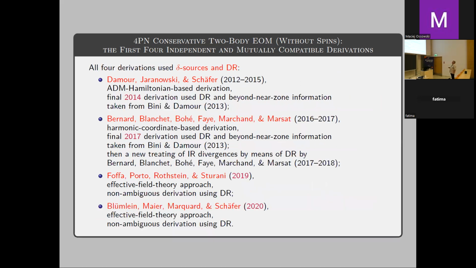Then we have 4PN stuff. I am trying to convince you that I am competent in what I am saying. So again, the first complete derivation was in 2014. Three years later, the group of Blanchet also did this. And then we have two independent derivations within the effective field theory approach.